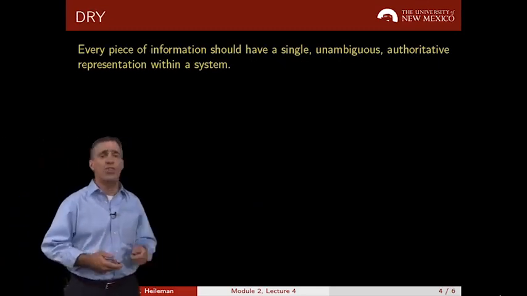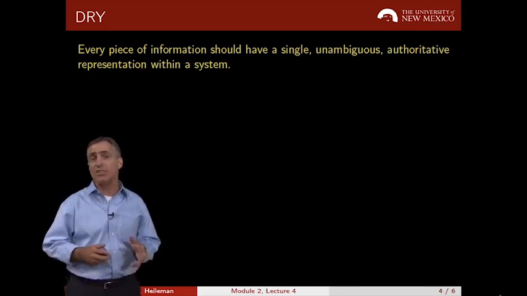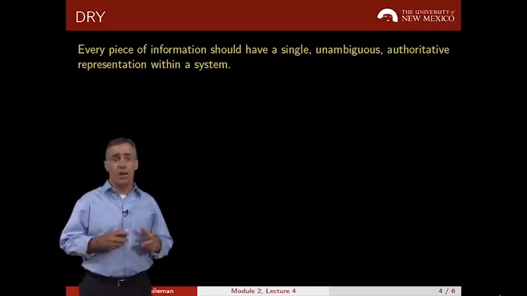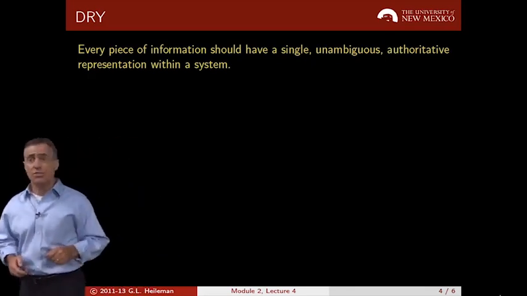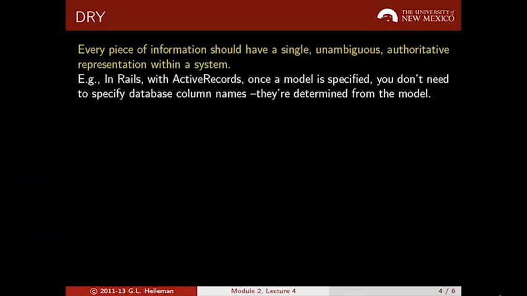Let's look in more detail at the don't repeat yourself principle. And again, this is the notion that every piece of information should have a single, unambiguous, authoritative representation within the system. For example, in Rails, we'll see that with Active Record, once you specify a model, you don't need to name the columns in the database. They're pulled from the model automatically. In other words, they're determined from the model.